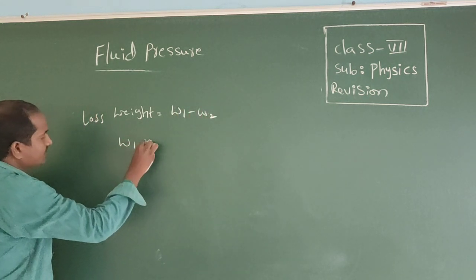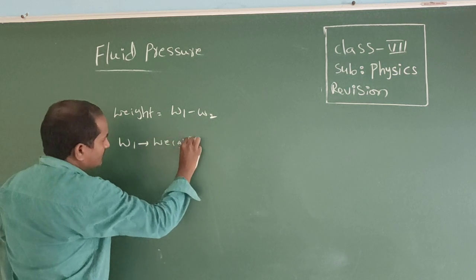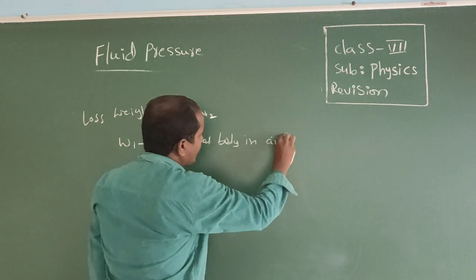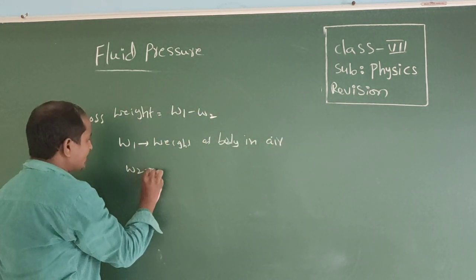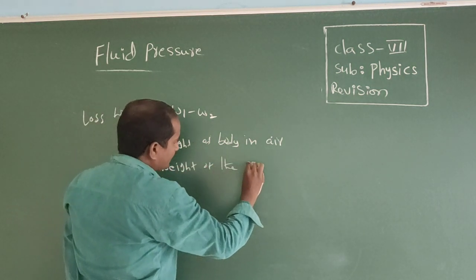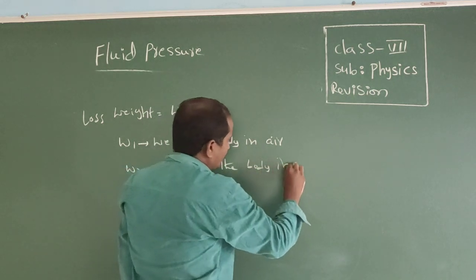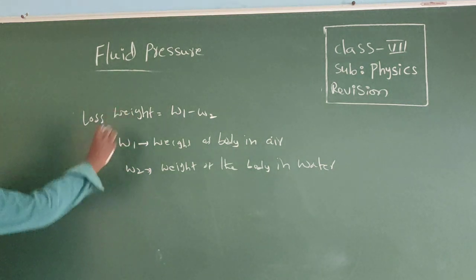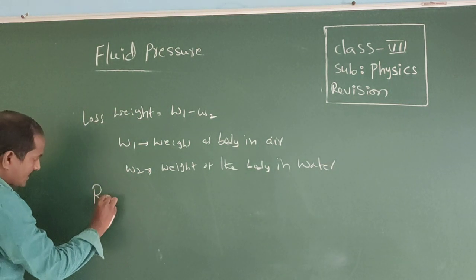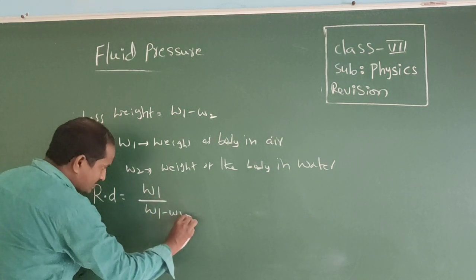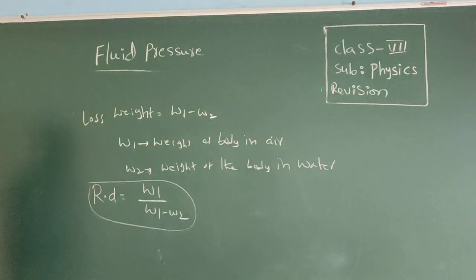Here W1 means weight of the body in air, or true weight. W2 means weight of the body in water, not liquid, water. So from this we can write the relative density of the body, RD of the body, equals W1 by W1 minus W2.